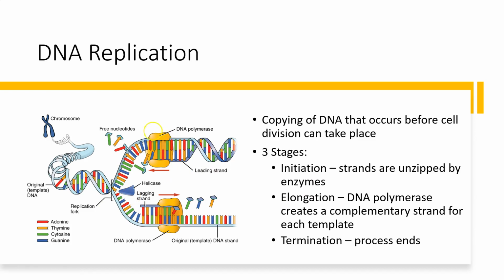During elongation, we have an enzyme called DNA polymerase that then creates a complementary strand for each template from our original strand. That continues along the DNA until it reaches the end, and our third stage is termination, where that process ends.